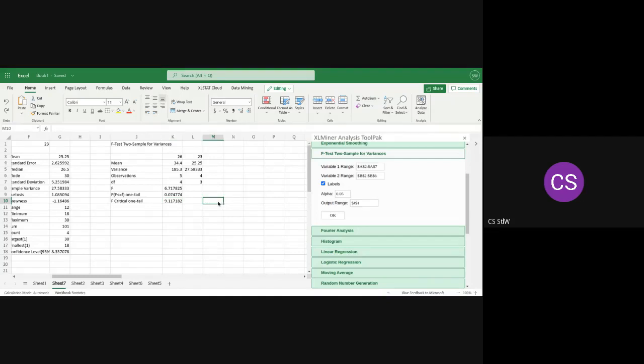So for me, something that really stood out, the formula test.